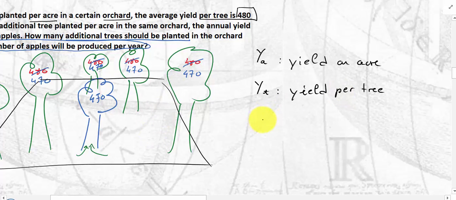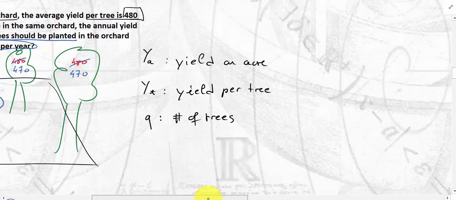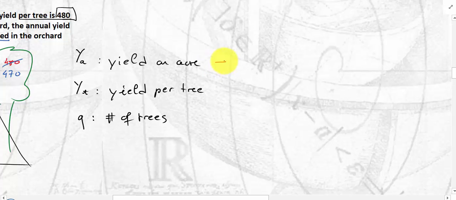Then the number of trees, we'll still call it Q. This is kind of typical, as I said before. Q is the number of trees. And now let's see, what do we want to maximize? We want to maximize the yield on the acre. We have to maximize this.